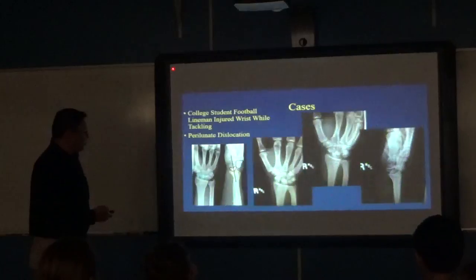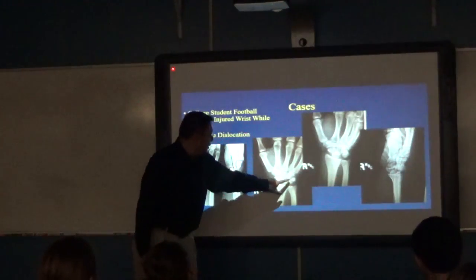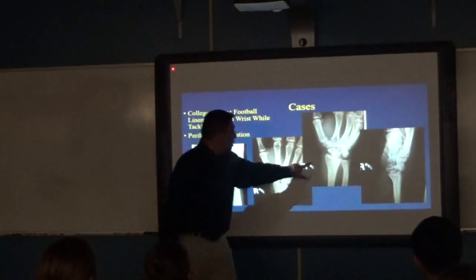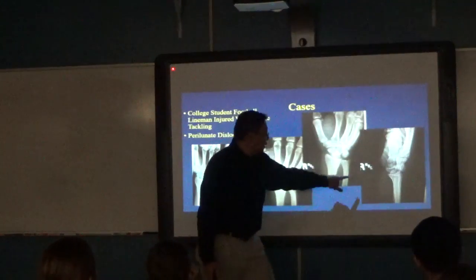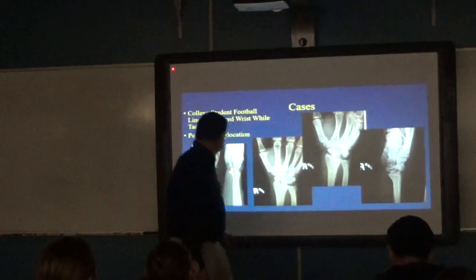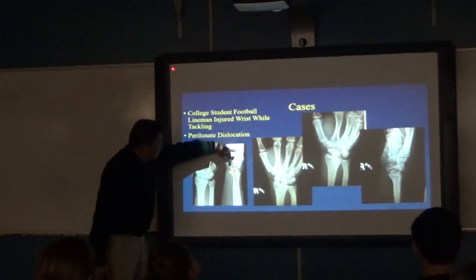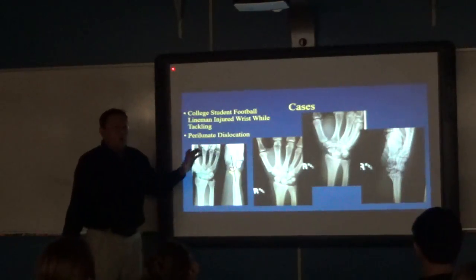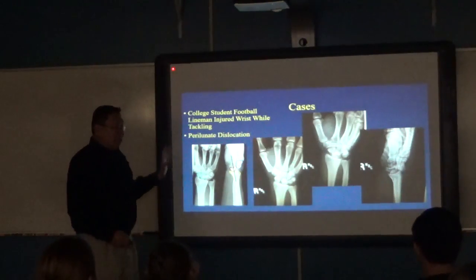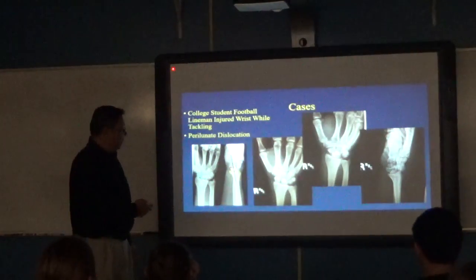Patient fell, injured it. What do you see? Bones overlapping. If you took a lateral x-ray, it's dislocated from the lunate. You can see that. I took that picture and drew it out. This should be over here. So if there's any bone overlap in the wrist, be very suspicious that something has happened.